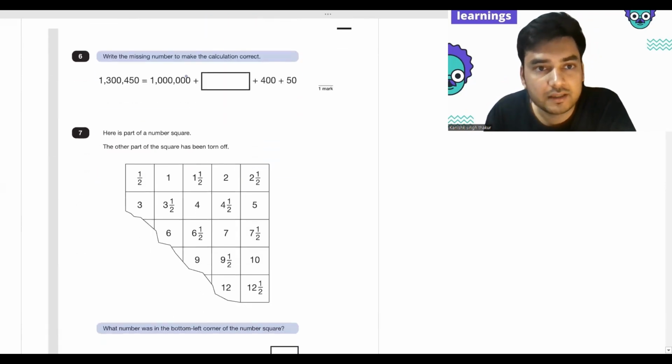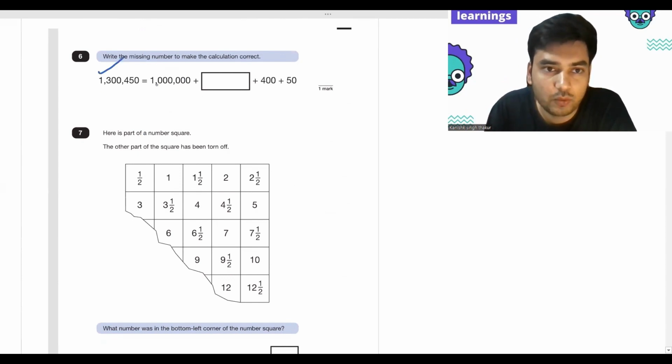Write the missing number to make the calculation correct. So just the place value of 1 million, and then you have 300,000. So just the place value of 40 and 50.